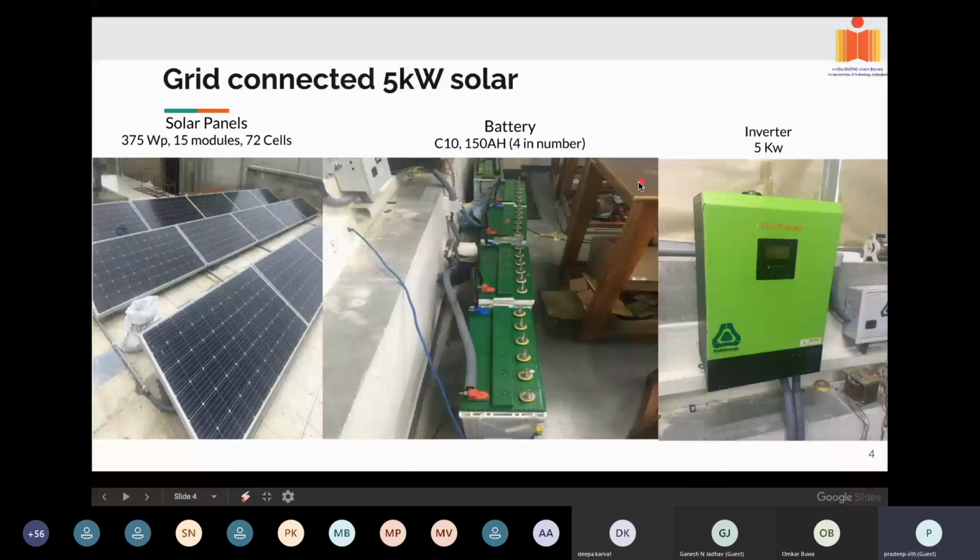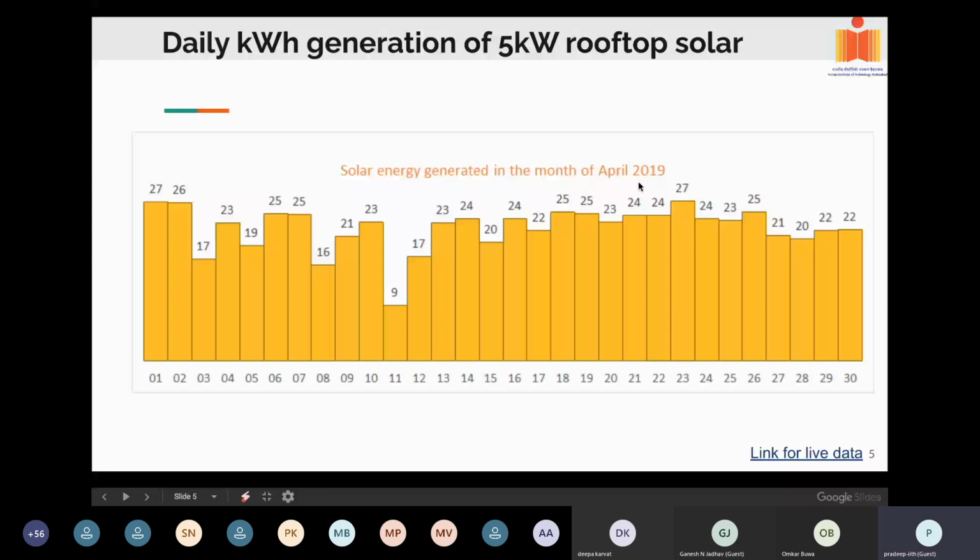So here, if you see on the x-axis, the first April to 30th April. So the x-axis is the dates. So this is for the year of 2019 April. Each day, how many kilowatt hours are generated?